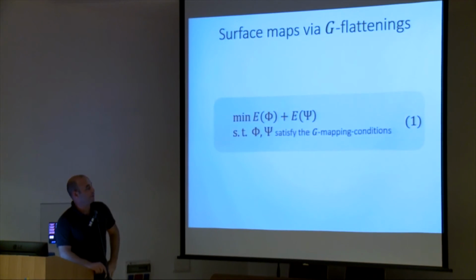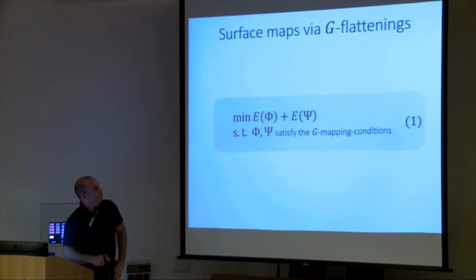So what we want to do is to compute a mapping. We can look for 2 G flattenings of the 2 surfaces after they are cut to trees. So you want to map them by minimizing this conformal energy. We can take the sum.